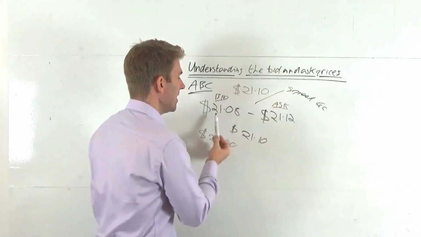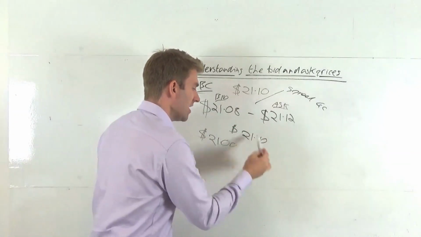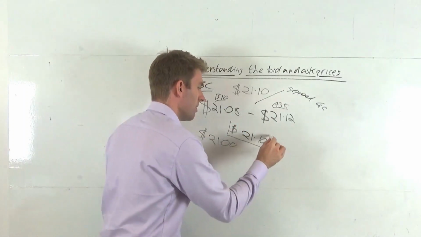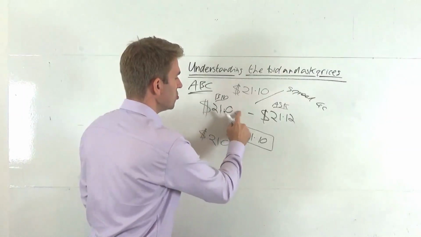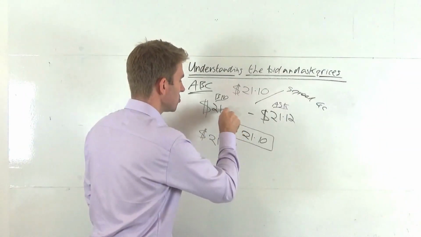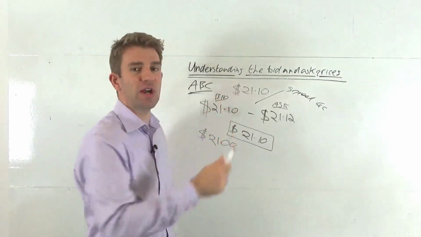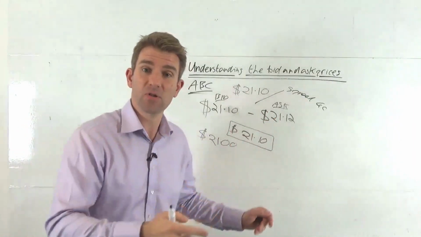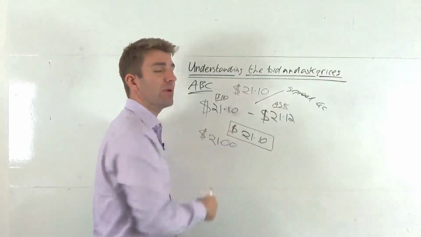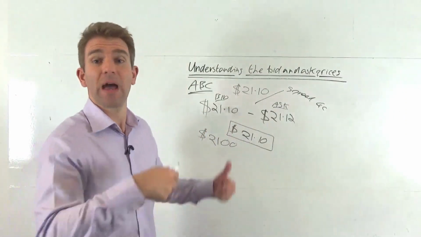In this example here, it's 21.08. If an institutional investor came in and said, I'm prepared to buy stock for 21.10, the bid price would then change from 21.08 to 21.10, and that would change the bid price for everybody. So if anyone wanted to come in and sell stock, that's the price they would get for selling that stock, and vice versa as well.